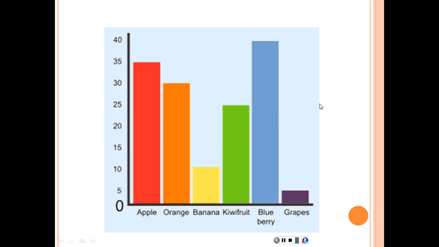And here is the bar graph. Again, we can get a great visual representation. We can easily see that for this group of people, blueberries is the most popular, and grapes is the least popular.